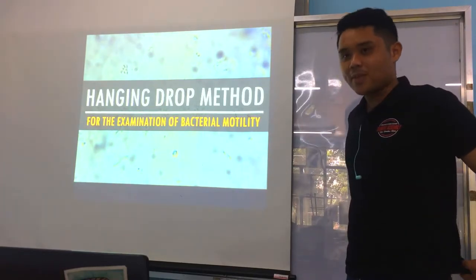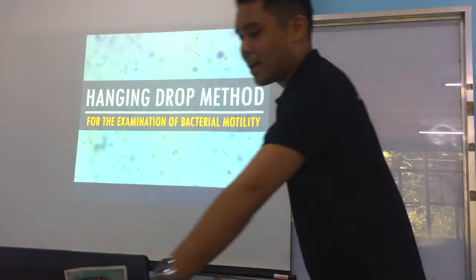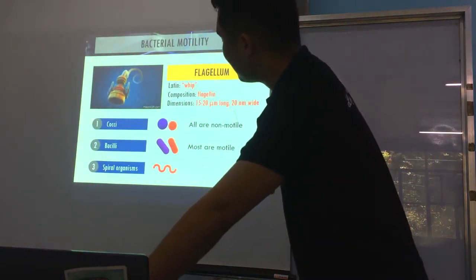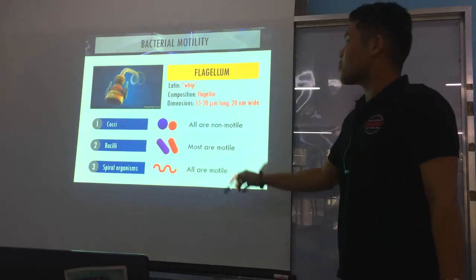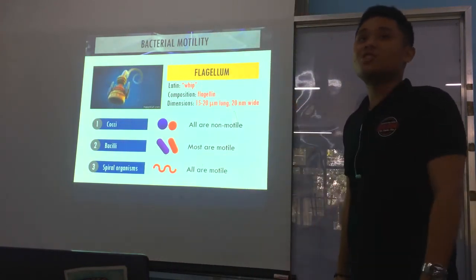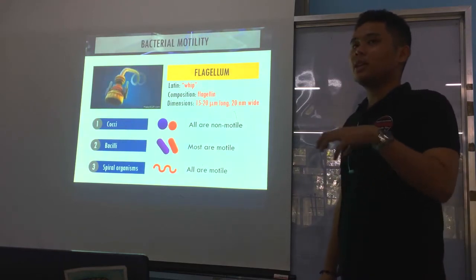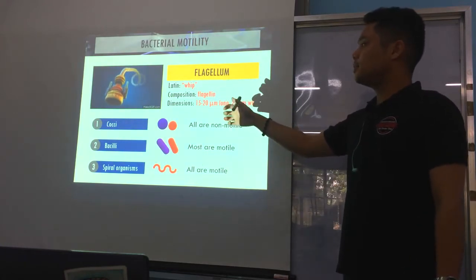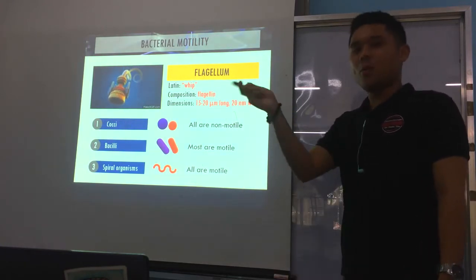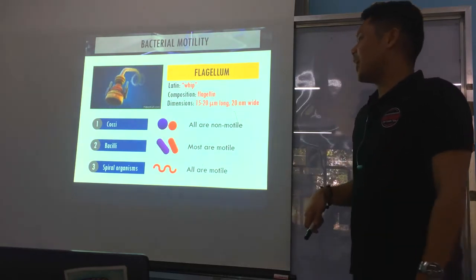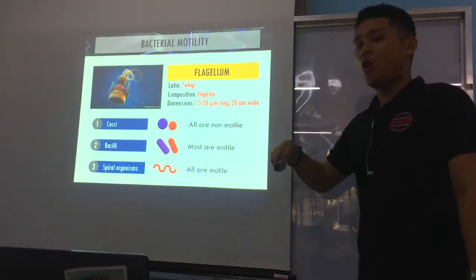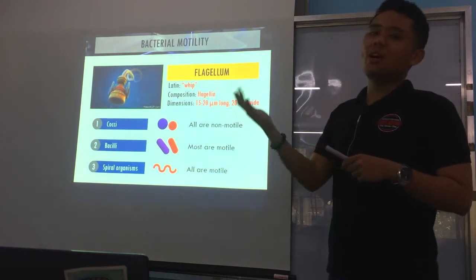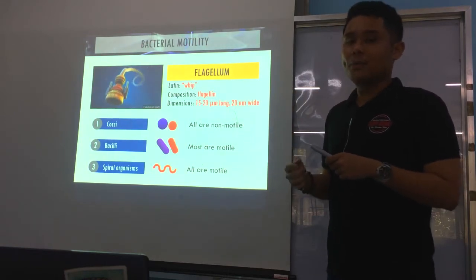So again, this is your hanging drop method to determine bacterial motility. Bacterial motility is achieved through the presence of your flagellum or flagella. The main protein that composes your flagellum is flagellin. The Latin translation of flagellum is whip. The dimension is about 15 to 20 micrometers long and 20 nanometers wide. Through the presence of flagella, these organisms are able to move, or are motile.